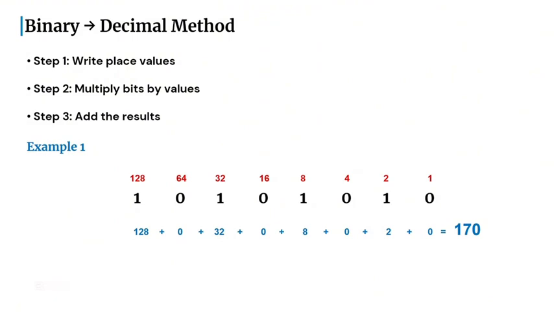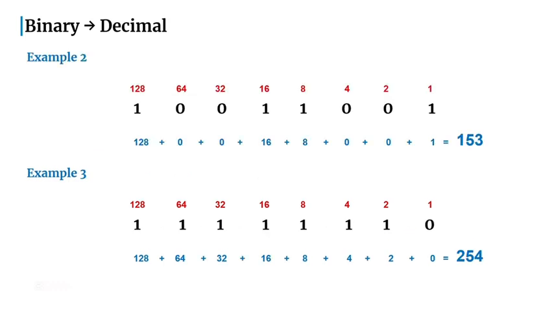Step 2, multiply the bits by those values. Step 3, add the results together. Look at this example. For the binary string 10101010, we simply add the active place values 128, 32, 8, and 2 to get a final decimal value of 170. Let's practice with 2 more examples to lock this in.